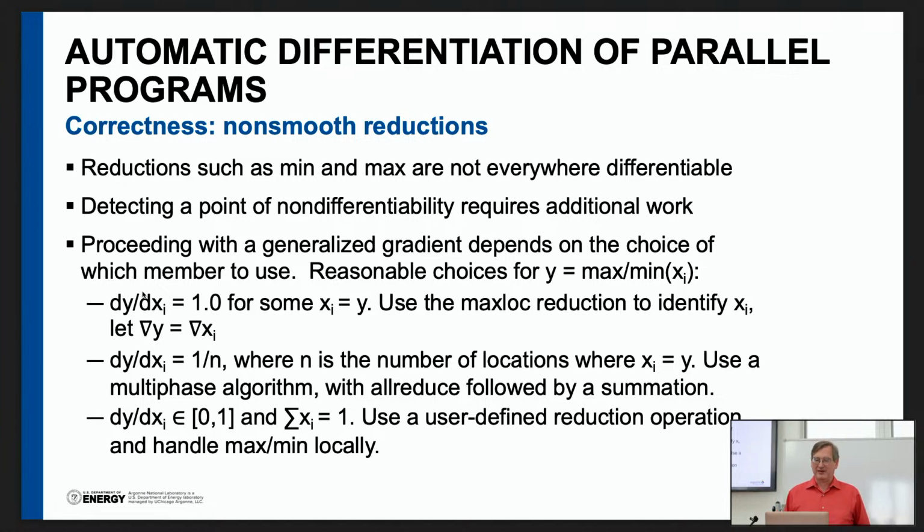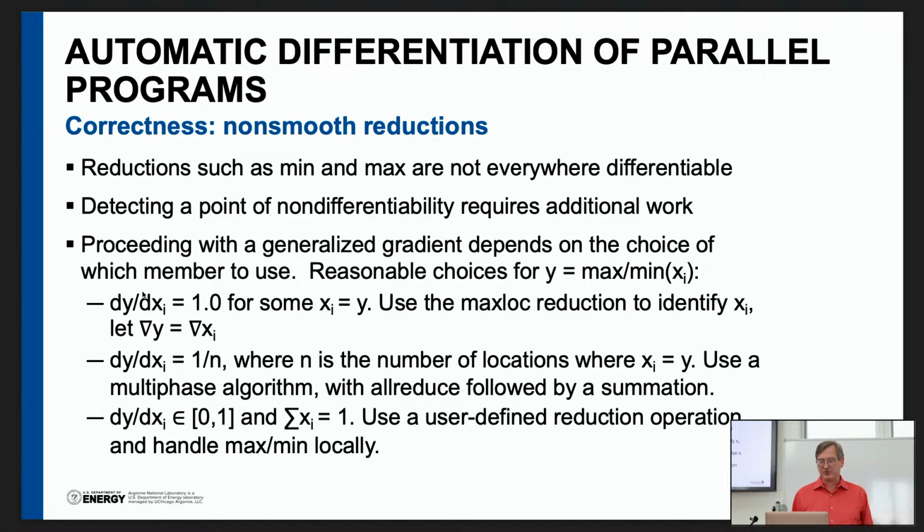But often you don't want that. Sometimes you want to share the derivative equally among all of the variables that are tied to be the max or the min. So you want them all to contribute equally. In that case, you need to know how many values are equal to the maximum or the minimum, and then do a summation over all of those values. And so that requires two phases, but gives you the most generalized derivative, I guess.